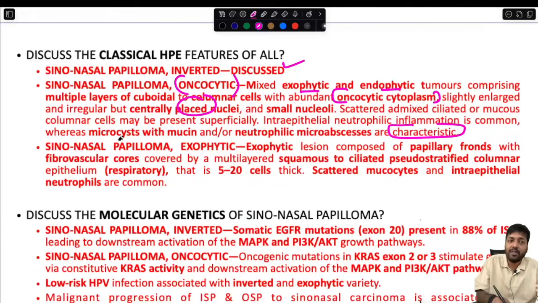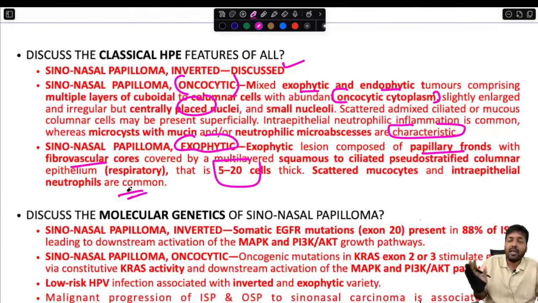Coming to the histopathological features of the exophytic variety. Exophytic papillomas, as the name suggests, are exophytic lesions comprising papillary fronds with fibrovascular cores covered by multilayered squamous to ciliated pseudostratified columnar epithelium, 5 to 20 cells thick. Scattered mucocytes and intraepithelial neutrophils are again common.